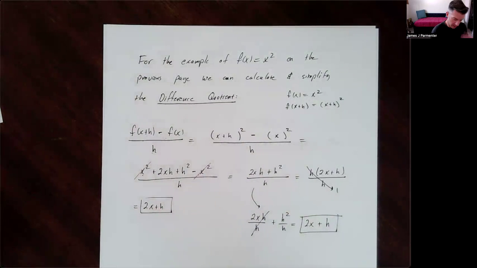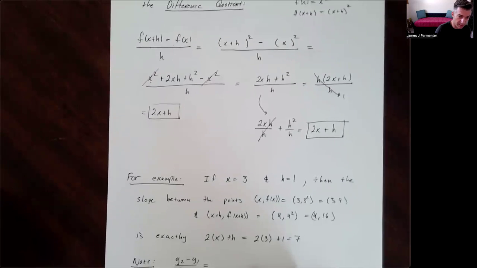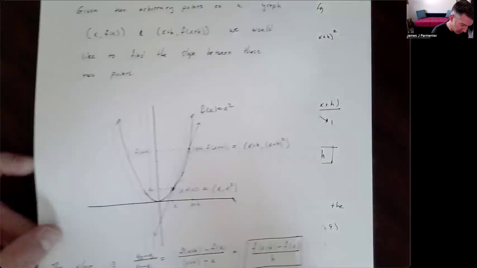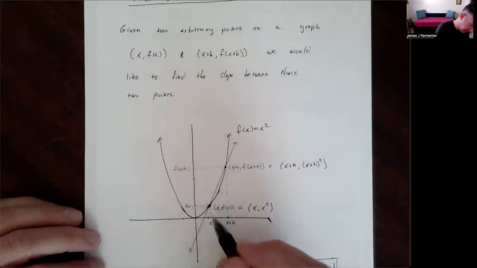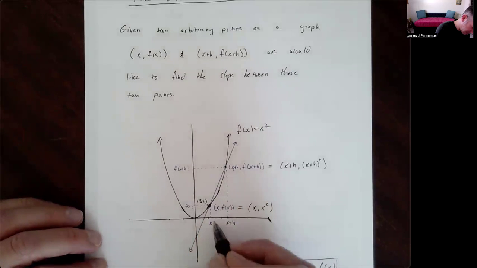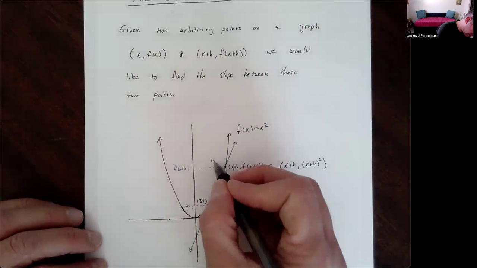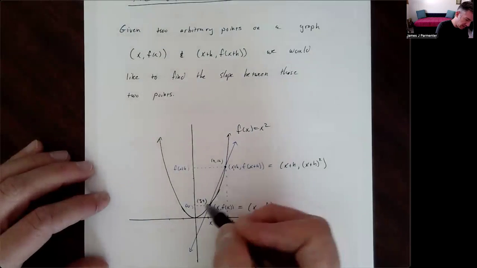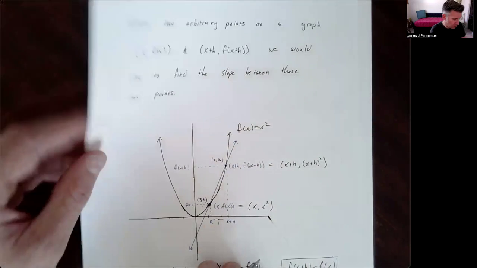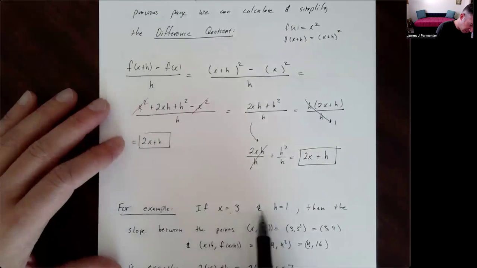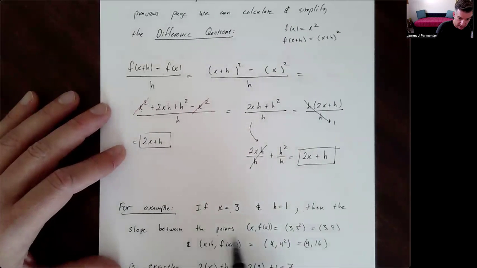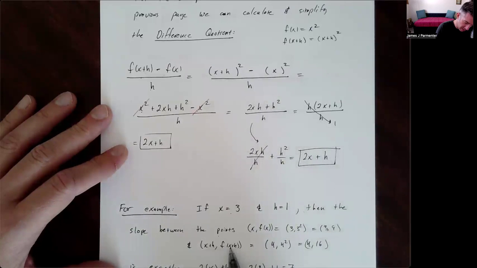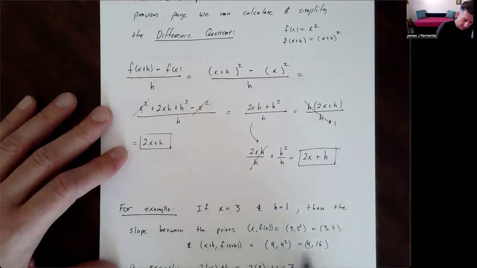To go a little bit deeper into this, I'll point out that if we had x equal to 3 and h equal to 1, so looking back over here, for example, if this was the point 3 comma 9, and if this distance was 1 and this was the point 4 comma 16, this would give us the actual slope. The slope between those 2 points is 16 minus 9 over 4 minus 3, which is 7 over 1. But if we use the formula, x equals 3 and h equals 1, then the points are x comma f of x, which would be 3 comma 9, and x plus h comma f of x plus h, which would be 3 plus 1, which is 4 comma 4 squared, which is 16.